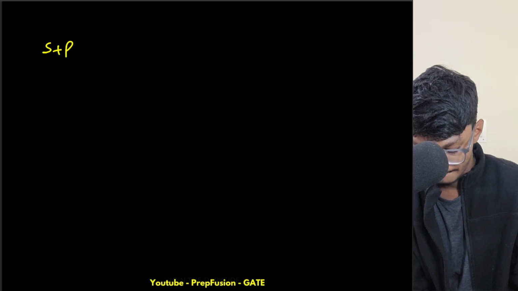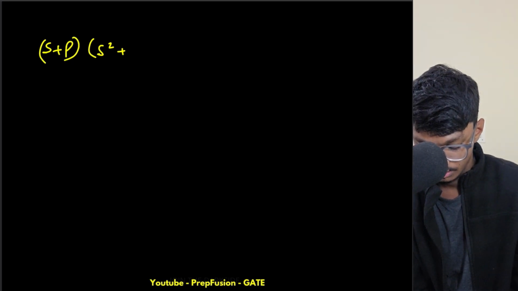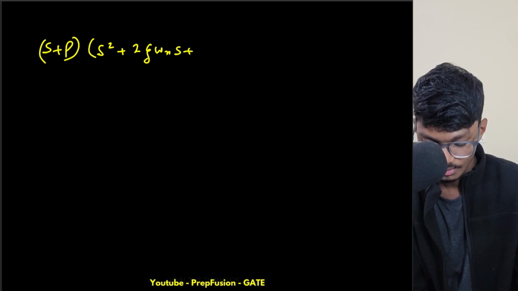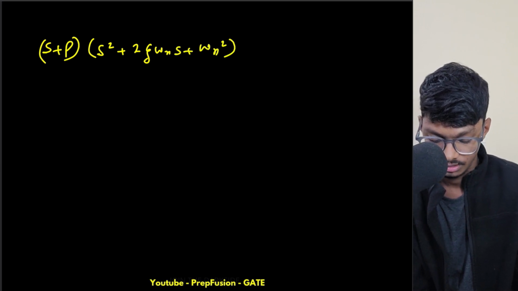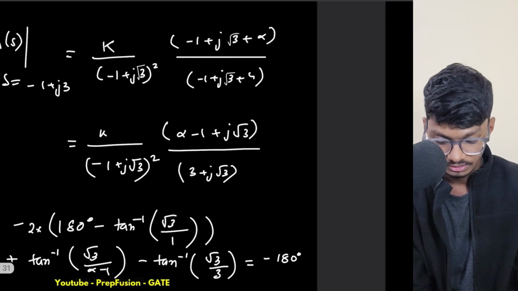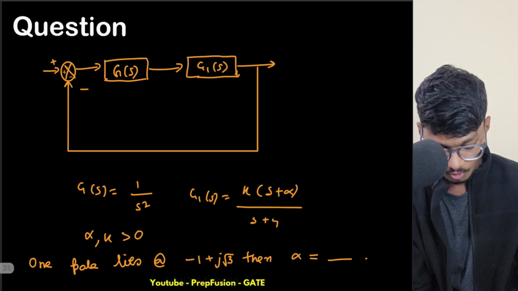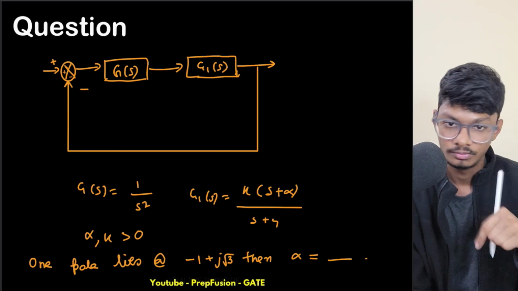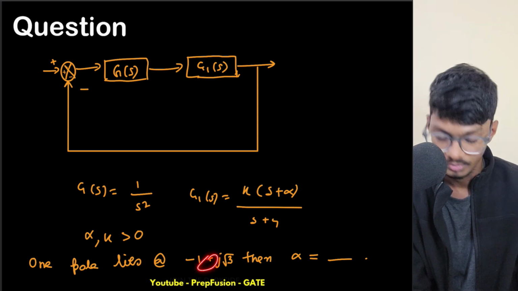We can write the characteristic equation like this: (s plus p) into (s square plus 2 zeta omega n s plus omega n square) equals to 0. We can equate it like this. Now from here, we know that we have been given one complex pole. Obviously, as the coefficients are real, my other complex pole will be its complex conjugate. This will be minus j root 3.